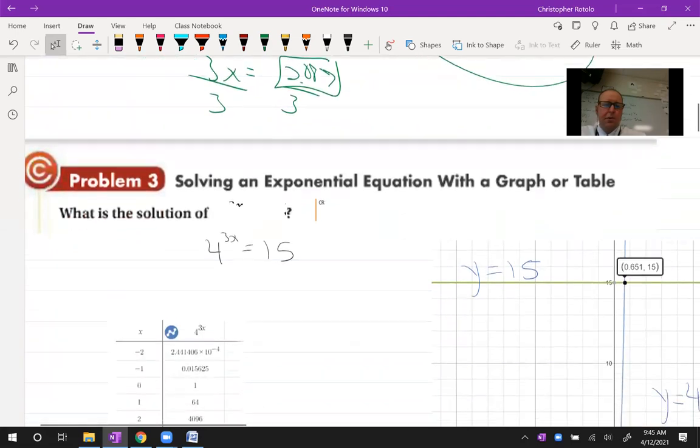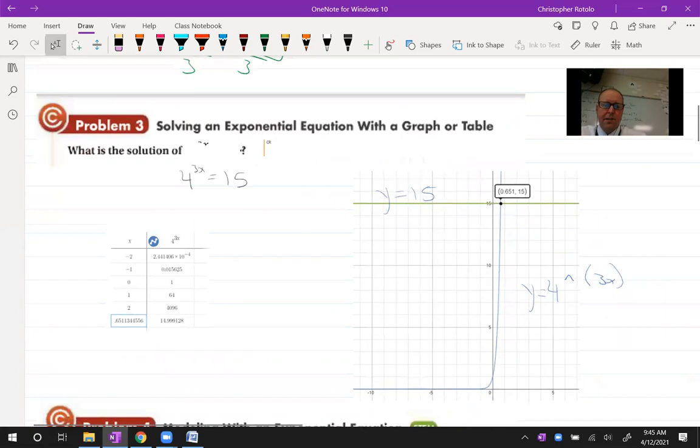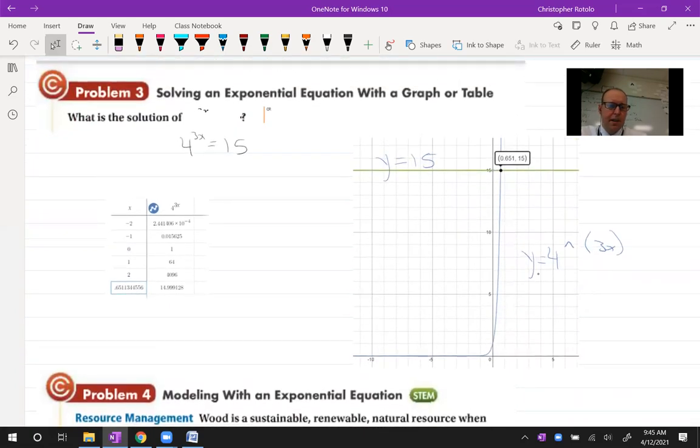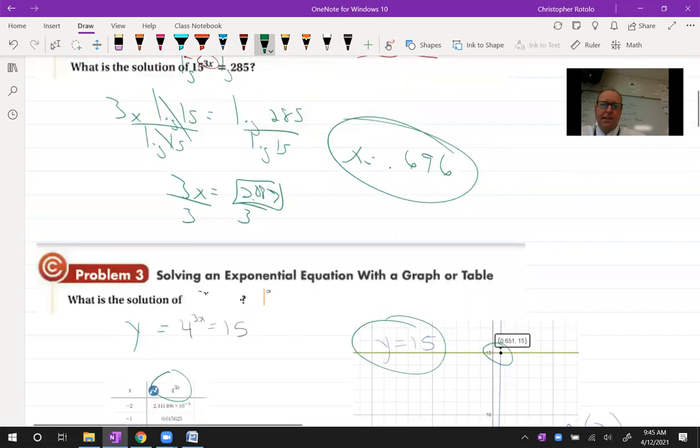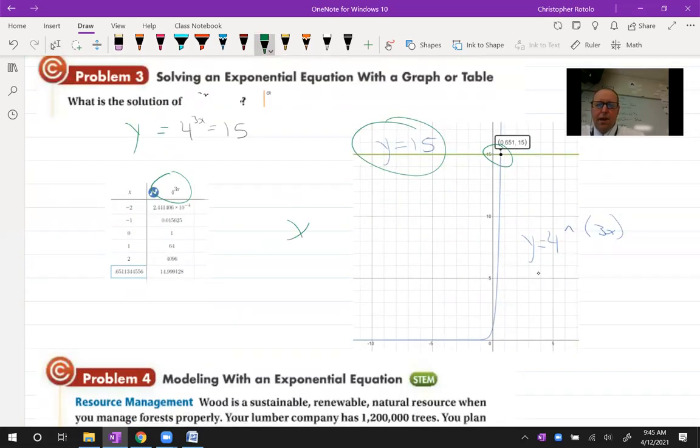All right, the next thing we can do is I can ask you to go to Desmos and drop these two things in here. So what I have is one equation is simply y equals 4 to the 3x. The other one is y equals 15. And then what I'm looking for is the point in which they cross. Now, keep in mind what we're solving for, right? X equals. Okay, that's going to be the X value. So X turns out to be 0.651.